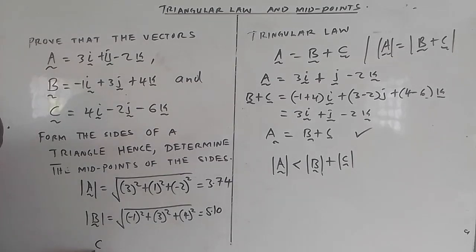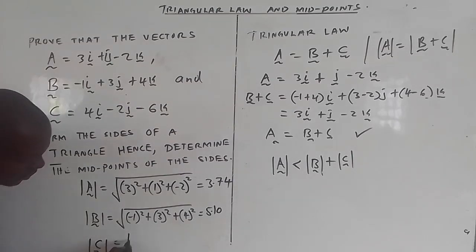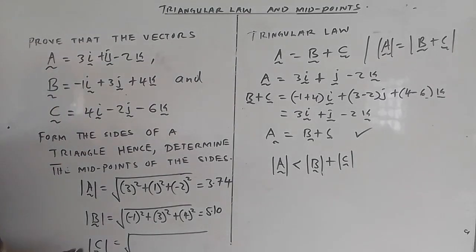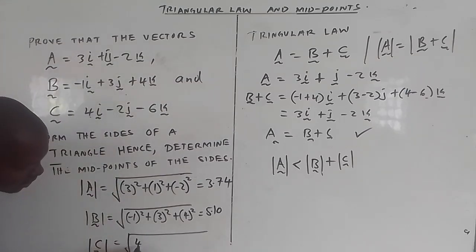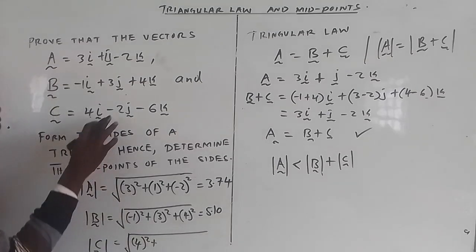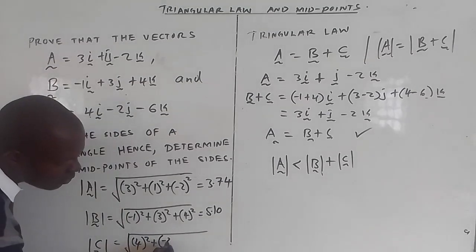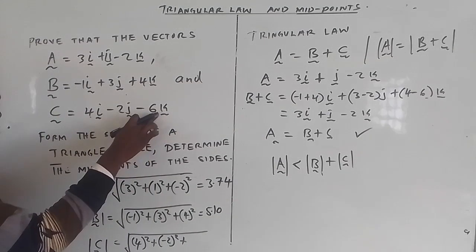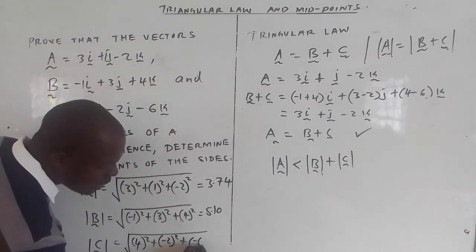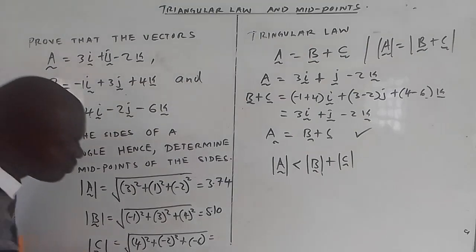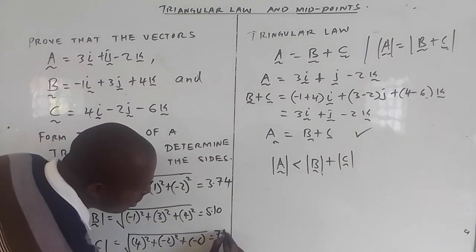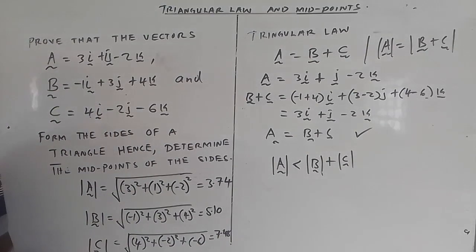Then get me the magnitude of C, the Pythagorean theorem. X squared, x is 4, isn't it? Plus y squared, y is negative 2. Plus z squared, z is negative 6. So what is the magnitude of C? 7.48. After you found all these magnitudes, then you check.